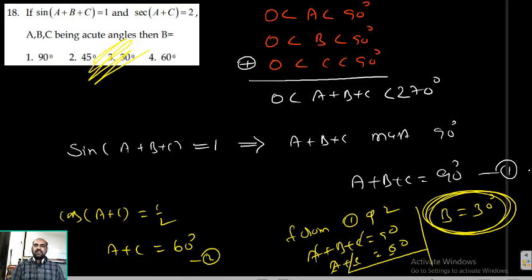Students, if sin of A plus B plus C equals 1, directly you can't say that A plus B plus C equals 90. Several angles exist, one of them is 90. But what I found here, A plus B plus C lies between 0 to 270. Only one value from 0 to 270 will satisfy.